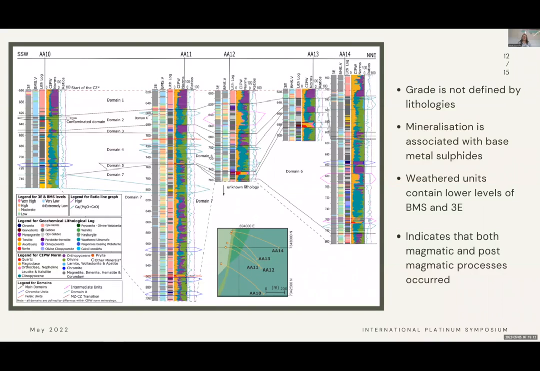3E and base metal sulfides graphs also indicate that there's a correlation between these two elements. With lower down the borehole, we see a decoupling in these elements. We also see that weathered units have lower base metal sulfides and 3E values as well.